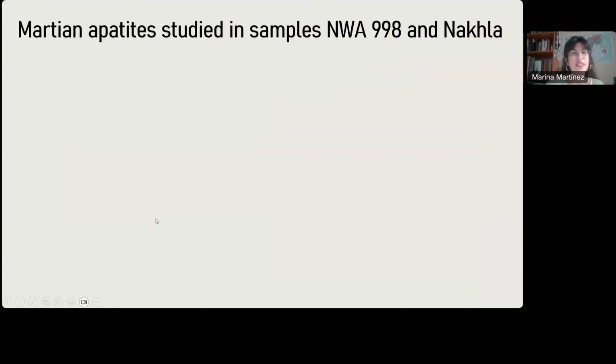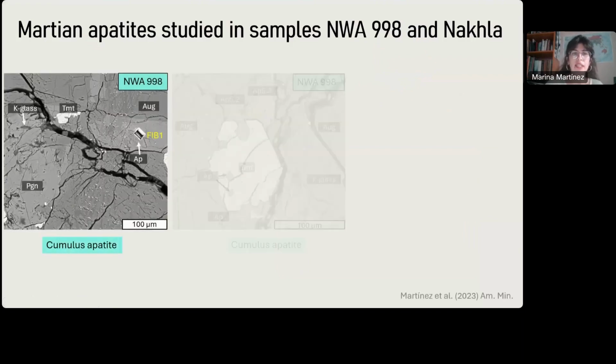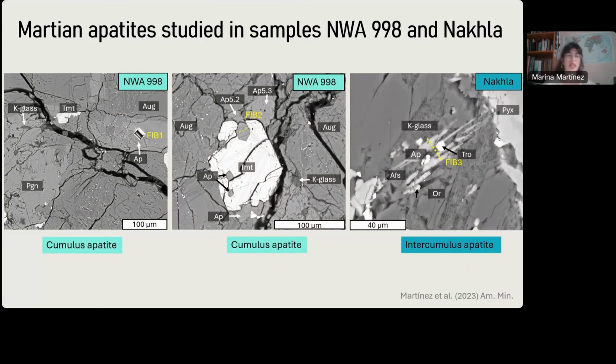Okay, so the apatite grains that I studied are these ones in Nakhla and Northwest Africa 998. The first two are cumulus apatites. The first one is completely embedded in pyroxene, and it's not associated with a fracture, so that gives evidence of a cumulus nature instead of intercumulus.